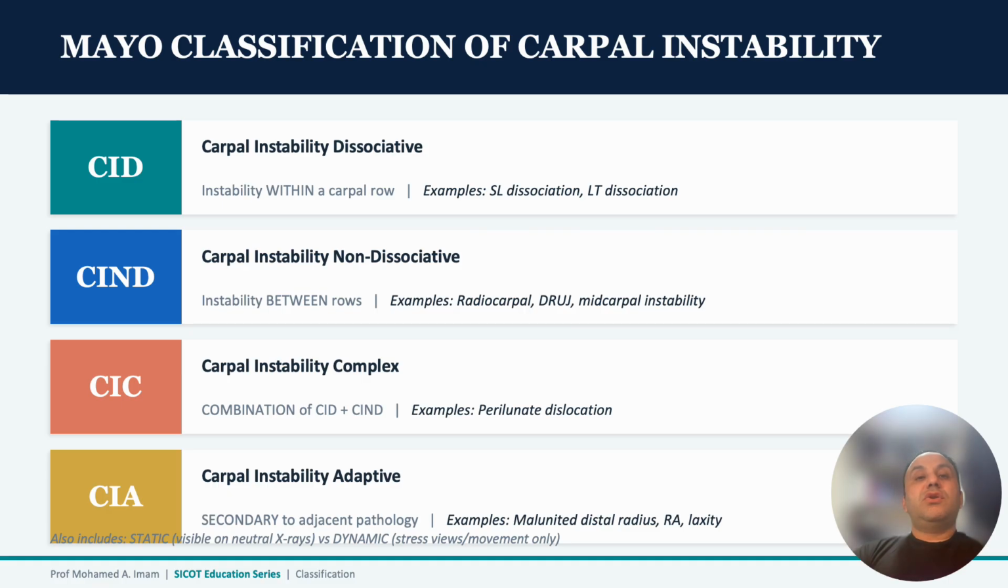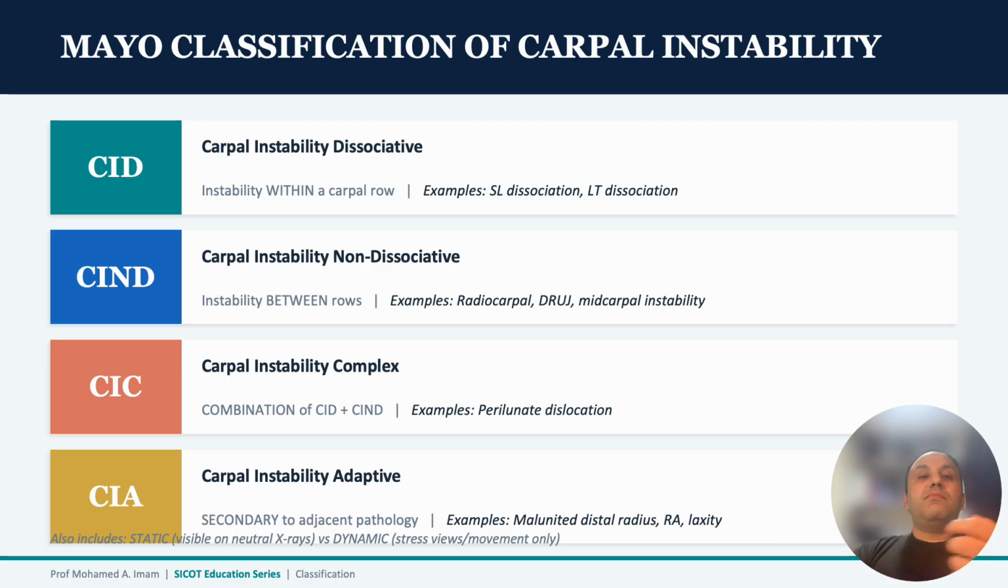There is a combination of, for example, perilunate dislocation, where there is a disruption of the scapholunate ligament and then you have radiocarpal disruption. It is high energy, and that usually happens in high energy trauma. And then we have the adaptive type, which is the secondary type, like having a malunited distal radius, congenital laxity, rheumatoid arthritis patients. A teaching point here: if you have a scapholunate disruption with lunate dislocation, that's a combination.